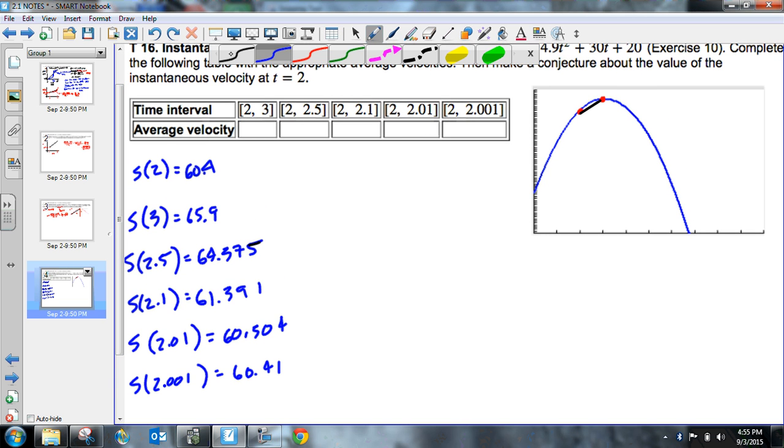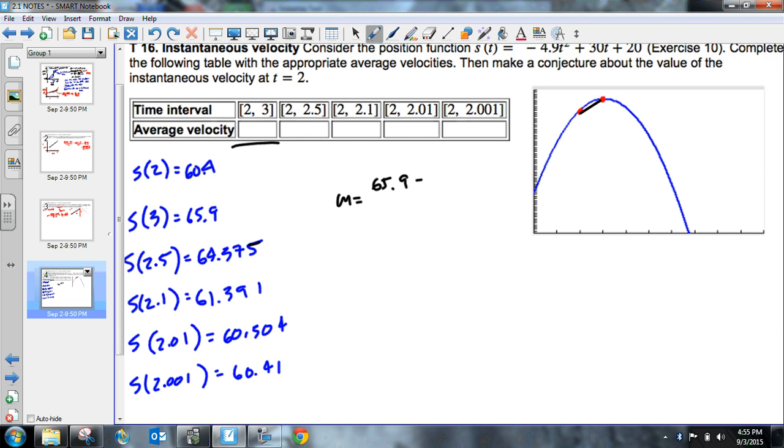Let me do that in black. I'm going to do S of 3 minus S of 2 over 3 minus 2. So my slope for that first one is 65.9 minus 60.4 over 3 minus 2. So I'm going to do that real quick on my calculator. We get 65.9 minus 60.4, which gives me 5.5, all over 1. So we get 2.75. Okay, that's the average rate of change between 2 and 3.